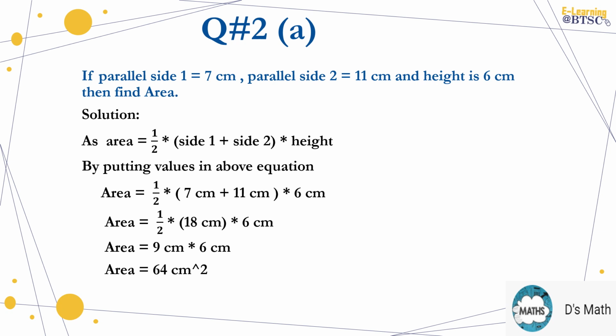So I will start my solutions with question number 2 of exercise 13b. First we will do a part that is related to trapezium. Okay. If parallel side 1 is 7 centimeter, parallel side 2 is 11 centimeter and height is 6 centimeter, then find area. This question is from exercise 13b, question number 2, part A. We have to find the area.